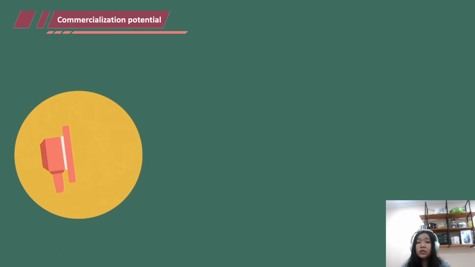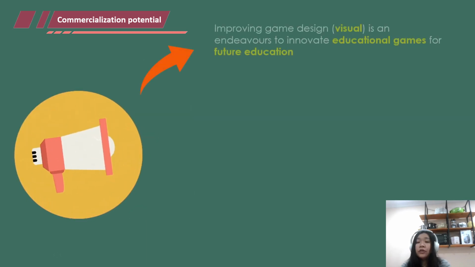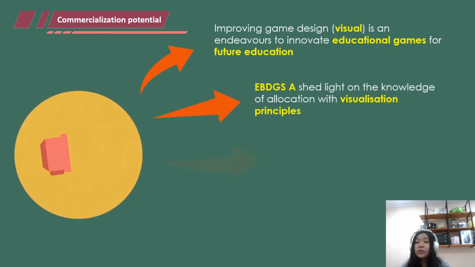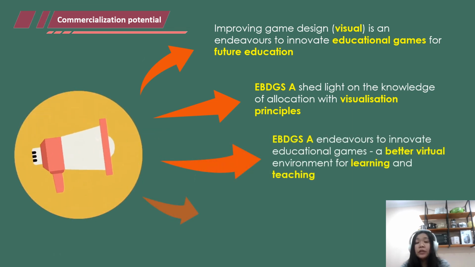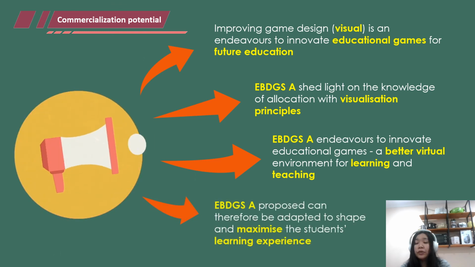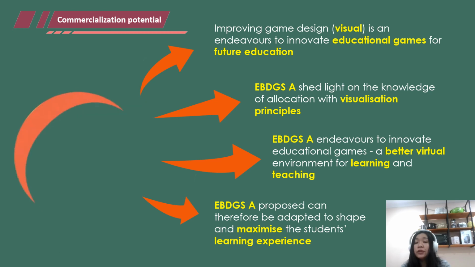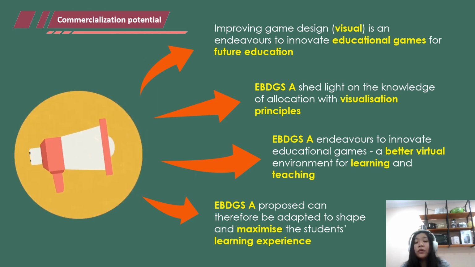As the communication potentials of this project, the first point is improving game design from the visual aspect, which is an endeavor to innovate educational games for future education in Malaysia. Second, the EBGDS-A prototype that has been developed sheds light on the knowledge of equations with visualization principles for educators and designers to create suitable visual games or educational games for student learning.